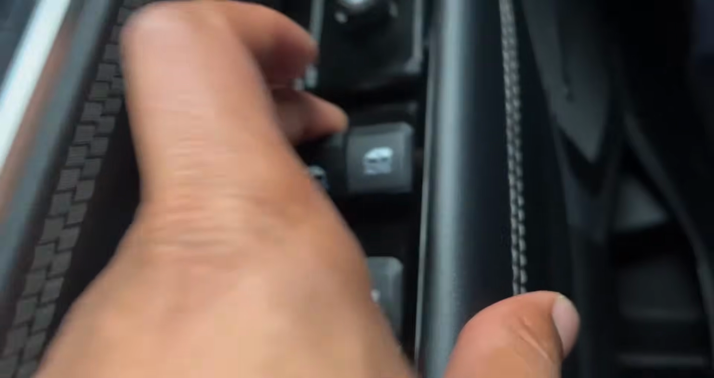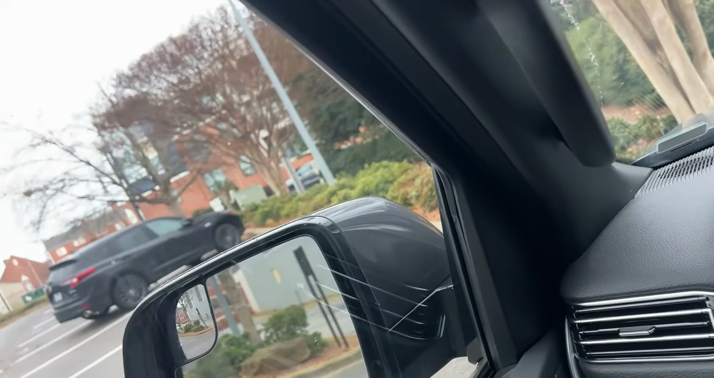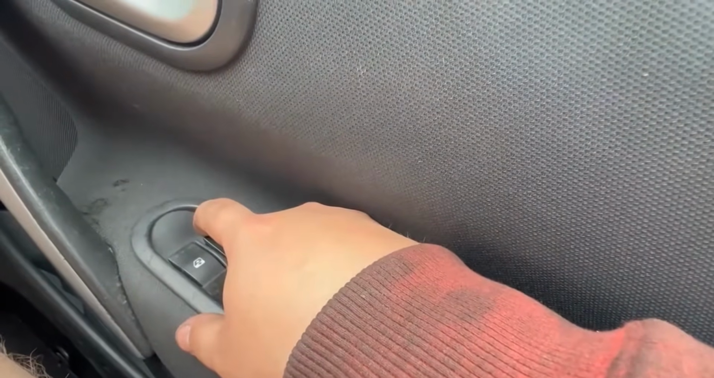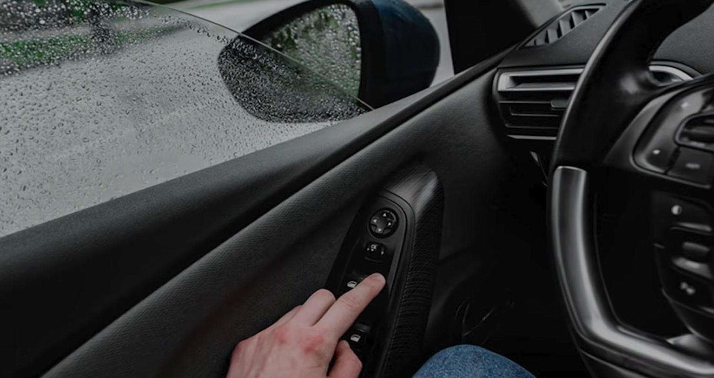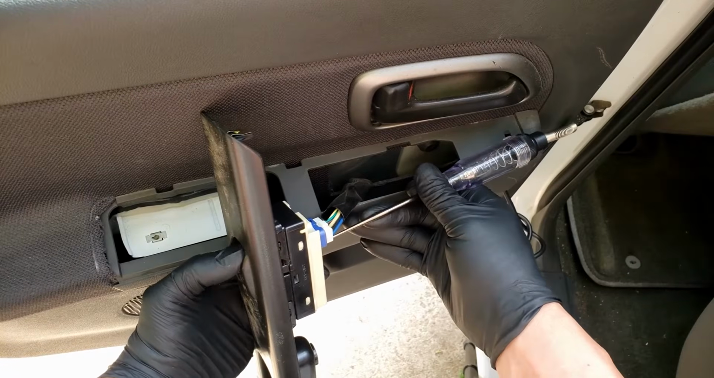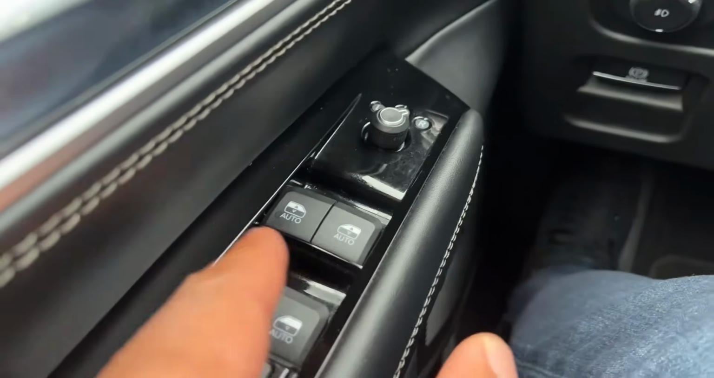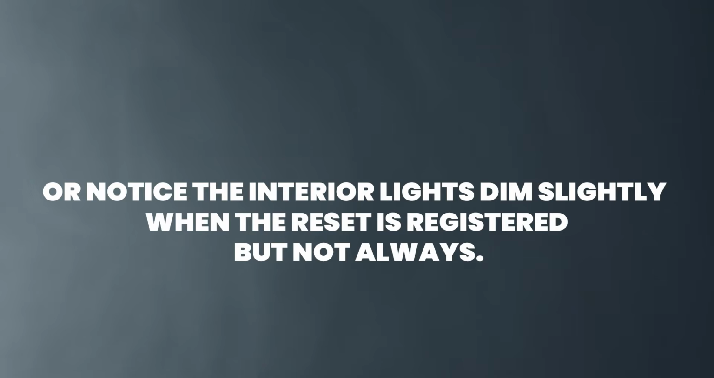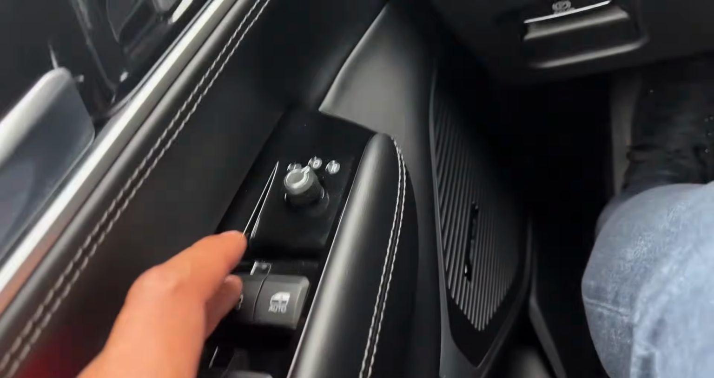Once the window reaches the top, keep holding the switch up for 2 to 5 seconds. This is the crucial part of the reset. By holding the switch after the window closes, you're teaching the car's window module where the top stop position is and re-enabling the one-touch memory. In some cars, you might even hear a tiny click or notice the interior lights dim slightly when the reset is registered, but not always. After a few seconds, release the switch.